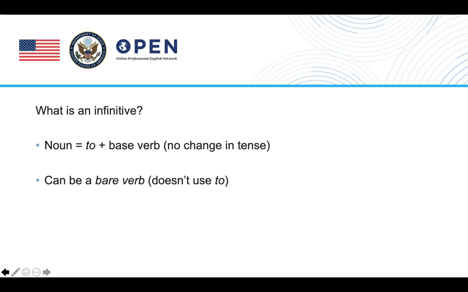But where a gerund is a base verb plus ing, an infinitive is usually to plus a base verb. This is not always true because sometimes we use what's called a bare infinitive, or the base verb without to, in a sentence. We'll discuss this more in a little bit.